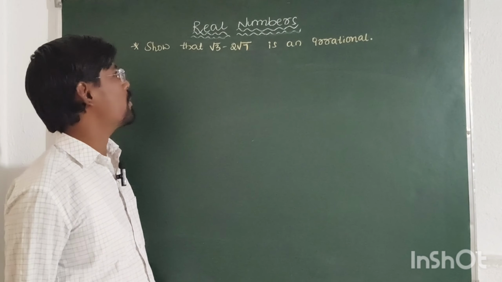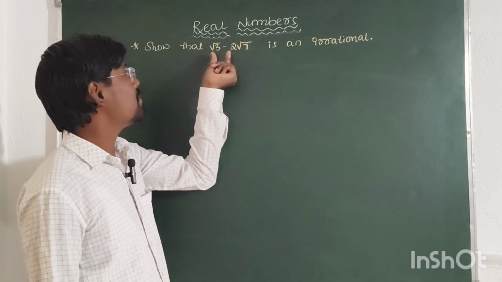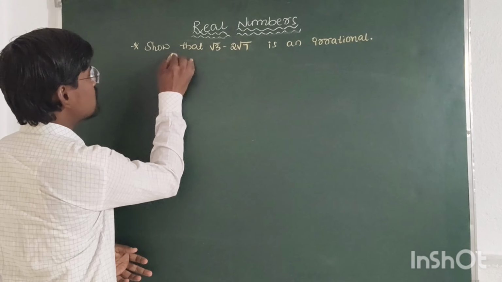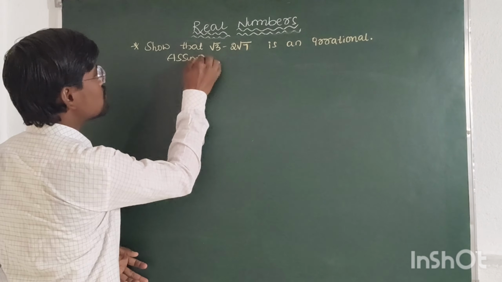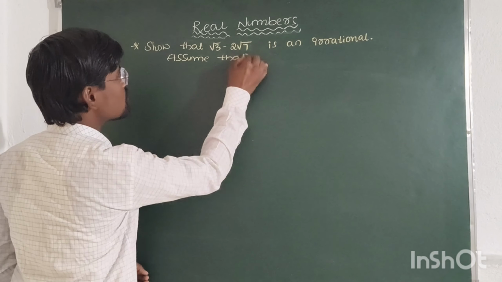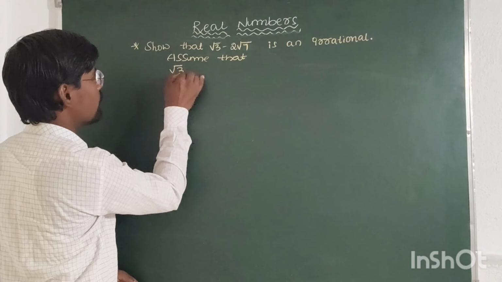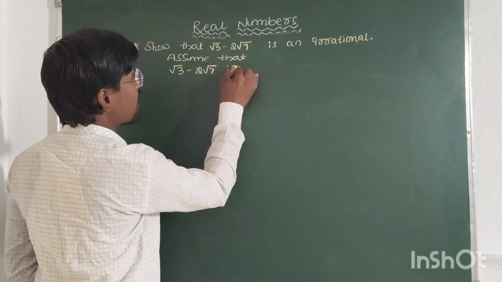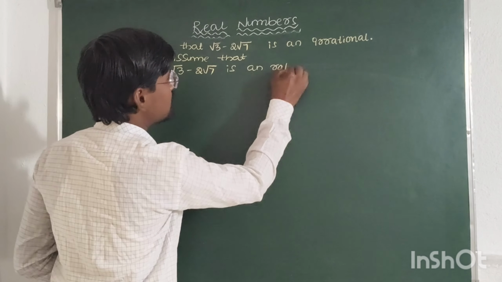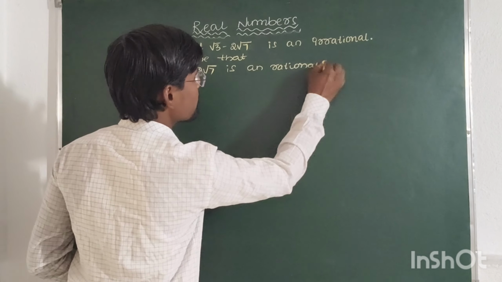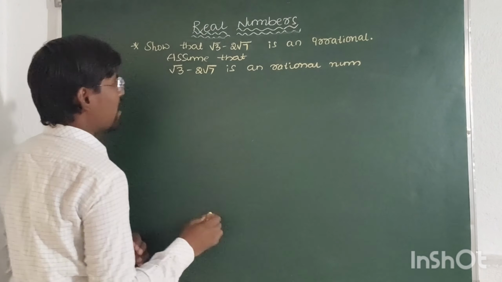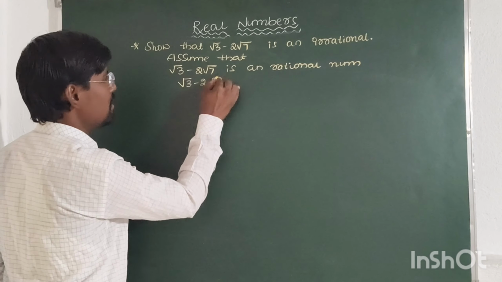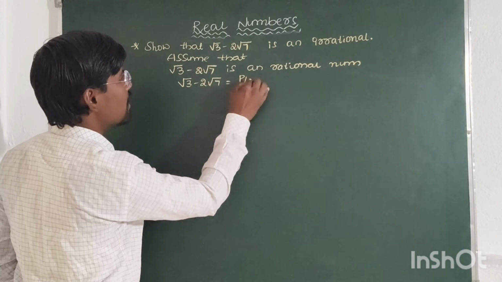Let us discuss one more problem of irrational numbers, that is root 3 minus 2 root 7. How to do this problem? Same process. What should I assume? Root 3 minus 2 root 7 is a rational number. Same method, again we are going by the contradiction method only. A rational number is in the form of p by q. It means root 3 minus 2 root 7 is equal to p by q.